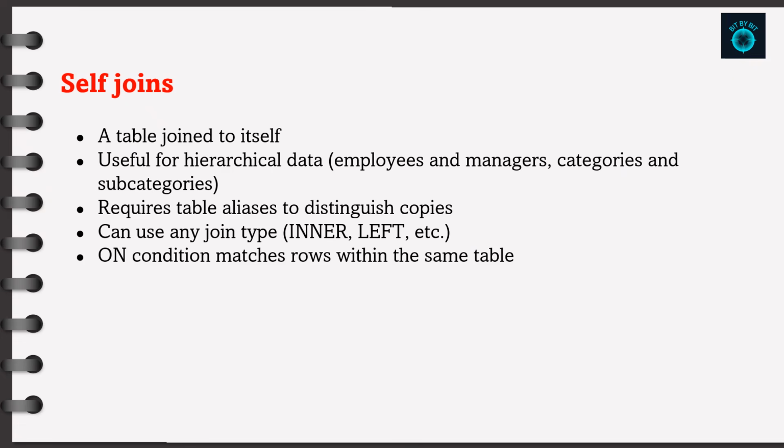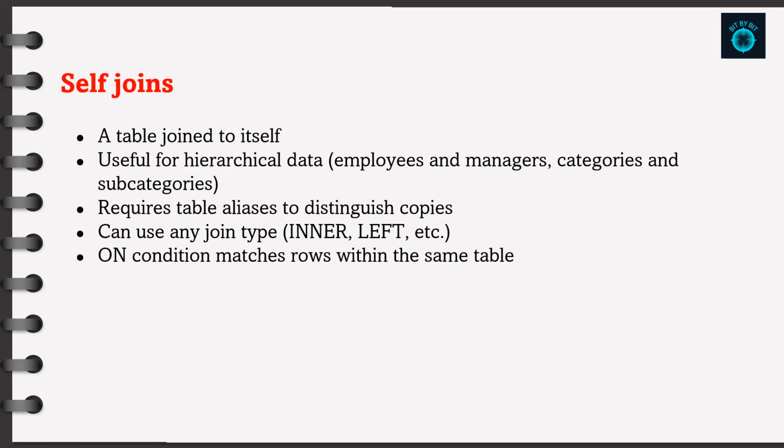Self-joins. A self-join is when we join a table to itself. This is common in hierarchical relationships, like employees reporting to managers, or categories containing subcategories. Because SQL needs to tell the two copies apart, we use aliases.